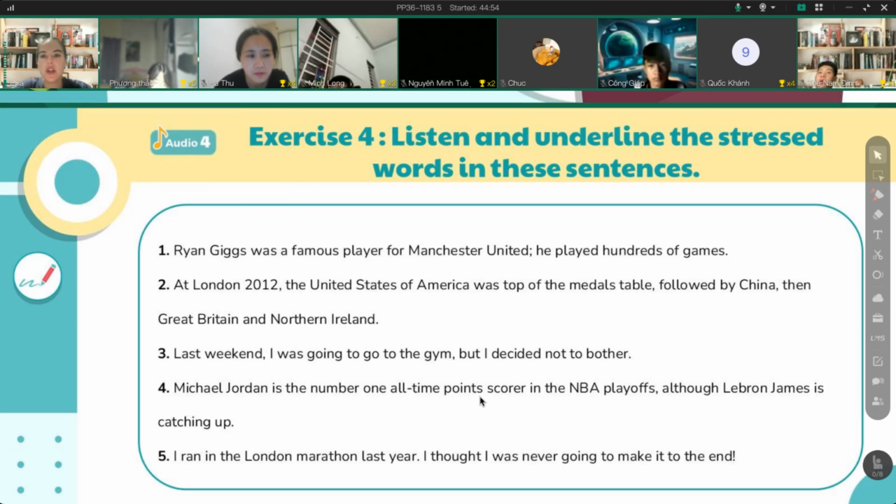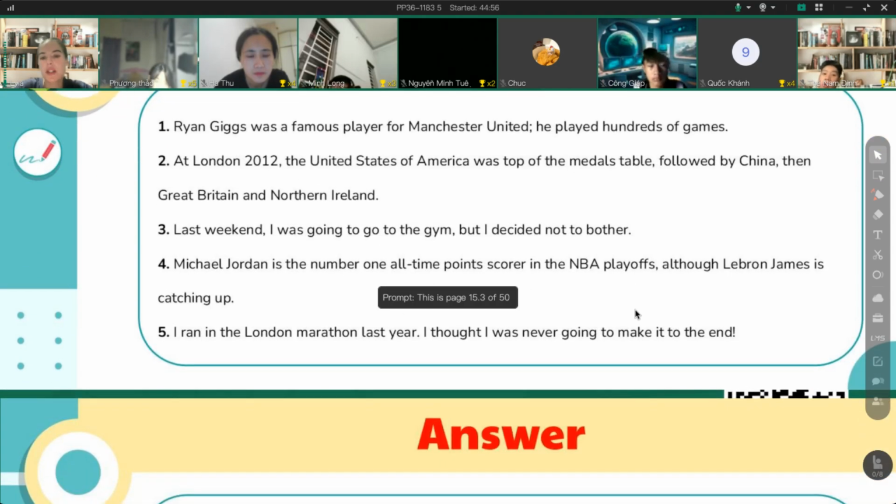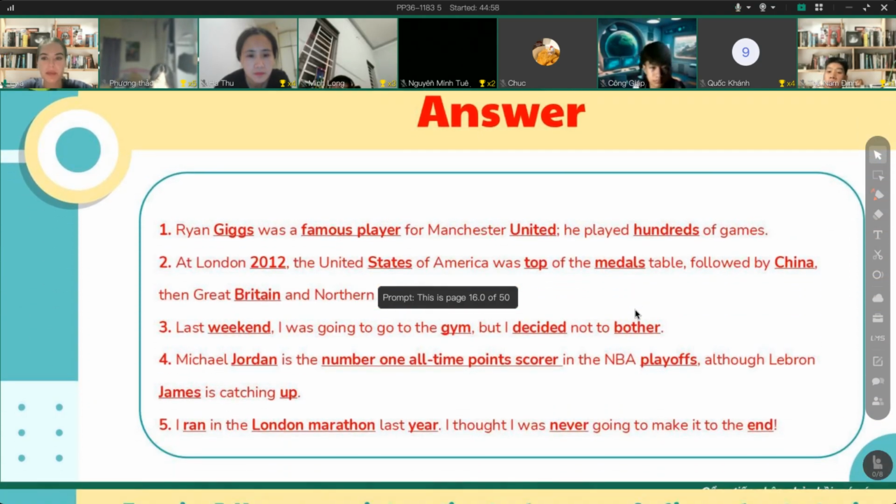Okay, let's have a look at the stressed words in these sentences. Ryan Giggs was a famous player for Manchester United. He played hundreds of games. So the stressed words in that recording were Giggs, famous player, United, and hundreds. Then in sentence 2, it was 2012, States, top, medals, and China.